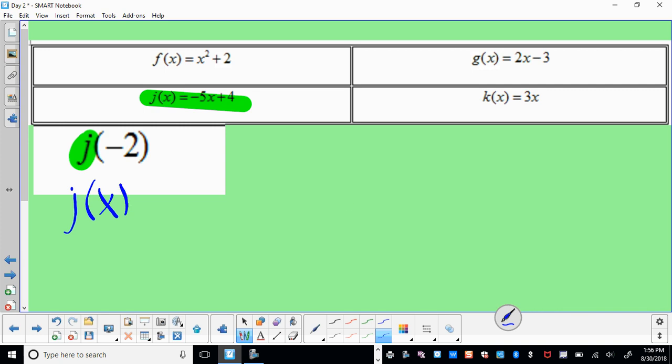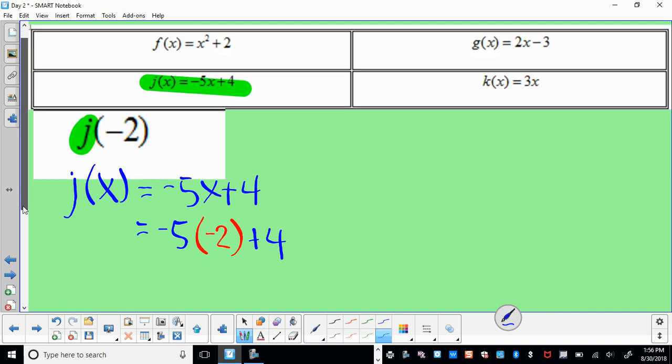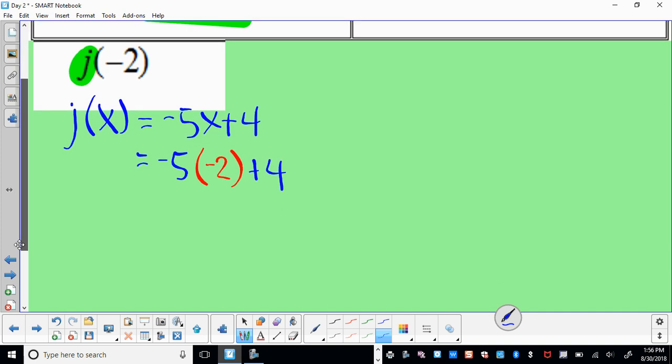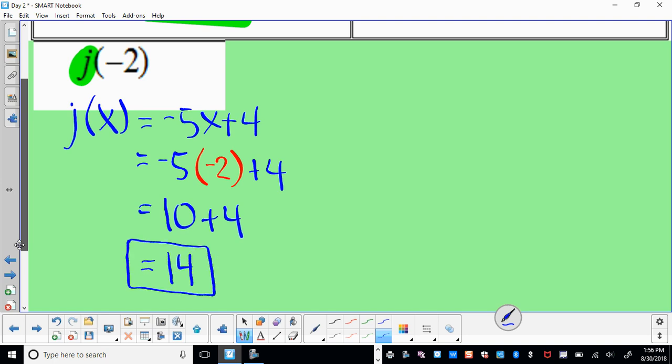My j function is negative 5x plus 4. What are we plugging in here? Negative 2. Okay? So negative 5 times negative 2 gives me 10 plus 4. My answer is 14.